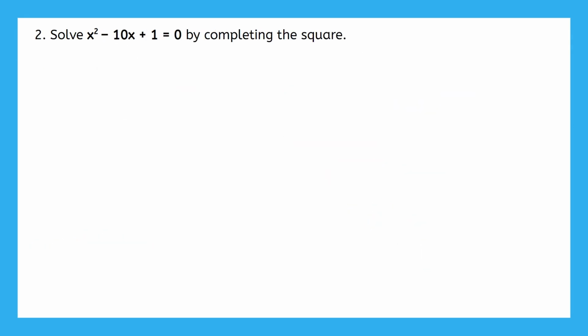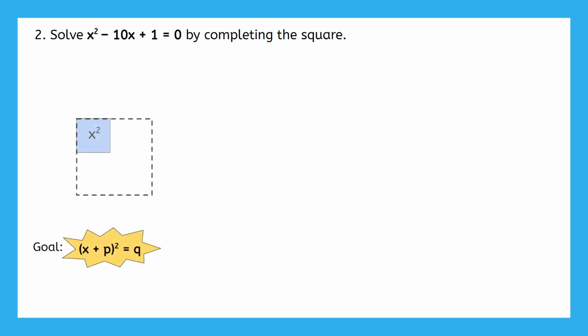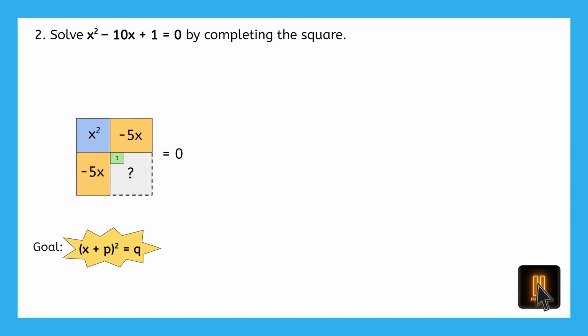Now that we have a new method in our toolbox, let's apply it to another example, which asks us to solve x squared minus 10x plus 1 equals 0 by completing the square. Remembering our goal, let's fit the terms on the left side into our soon-to-become square, breaking the minus 10x in half. We also have a plus 1 that we can picture as an extra piece in there, and it's all equal to 0. Pause the video and think about how we'll make this square whole.